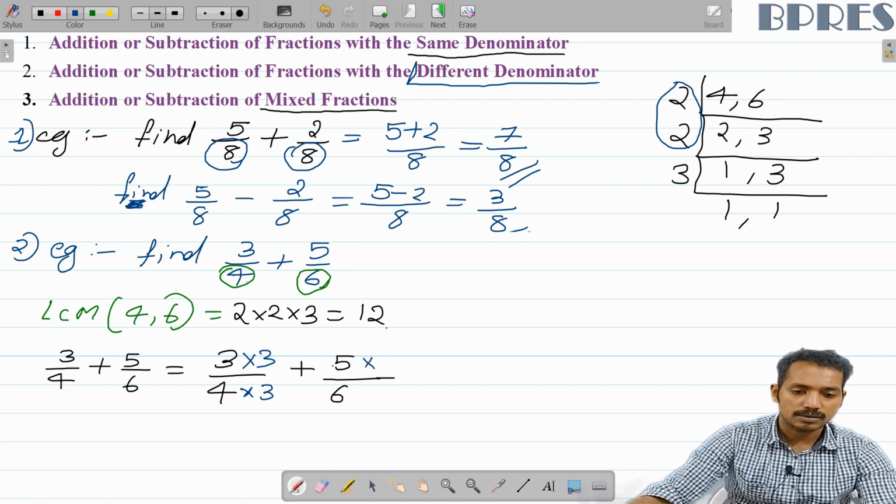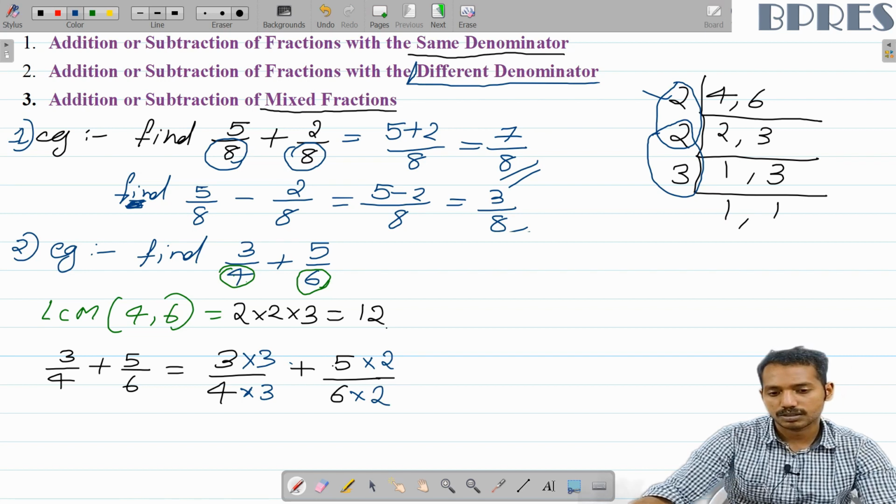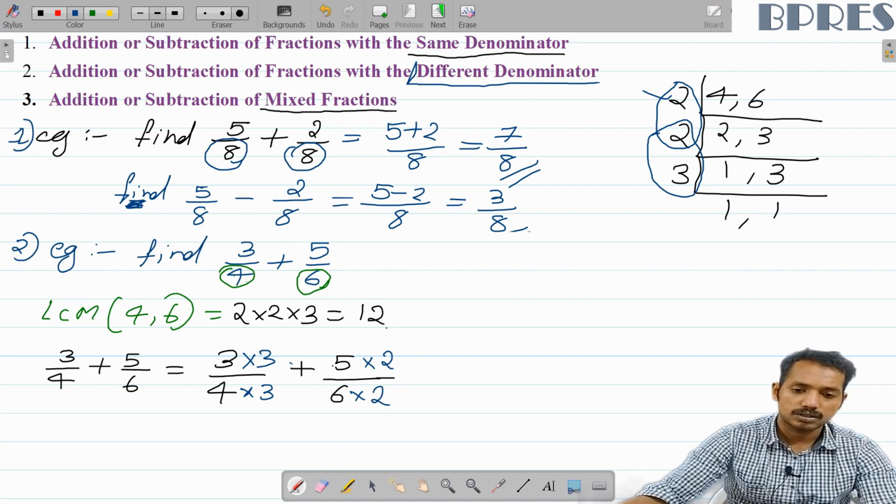Now in this case, the denominator is 6. So that means 2 into 3 is already there. Clear? So one more 2 is required. So multiply both the numerator and denominator by that 2. 6 into 2 is also 12. So what we will get here? 3 into 3 is equal to 9 divided by 4 into 3 is equal to 12, plus 5 into 2 is equal to 10 divided by 6 into 2 is equal to again 12.